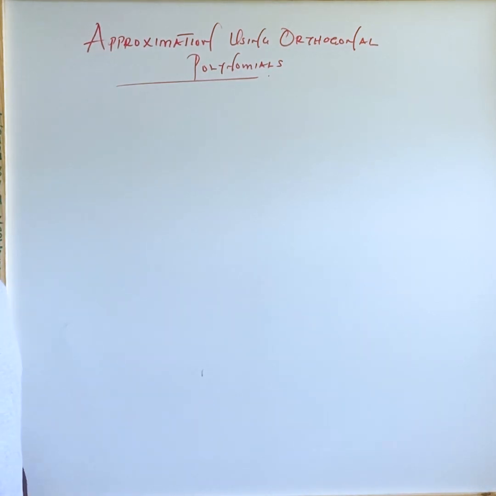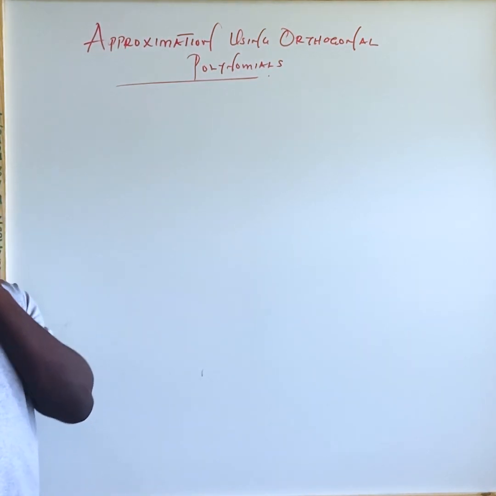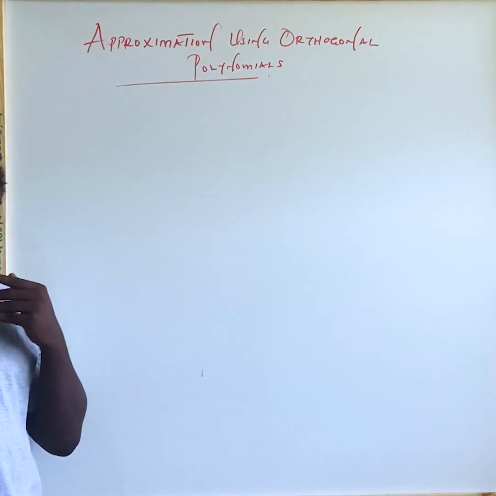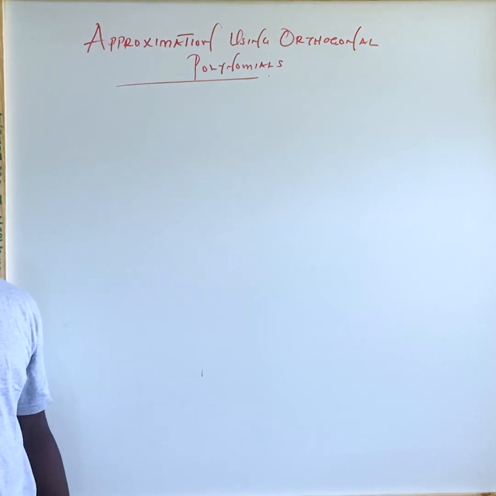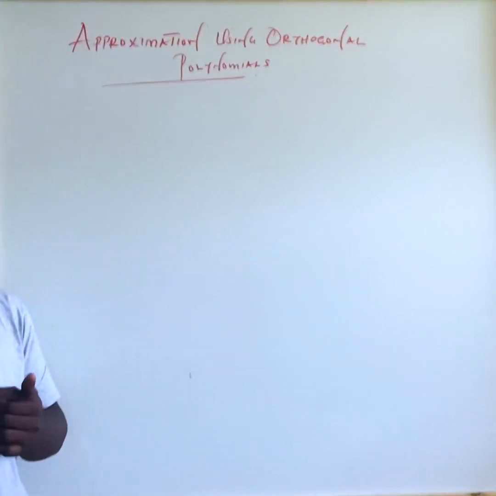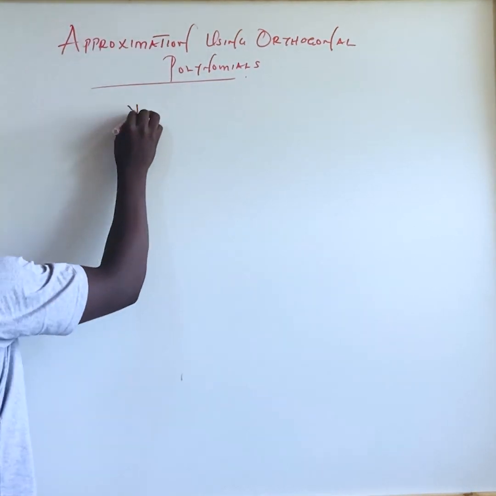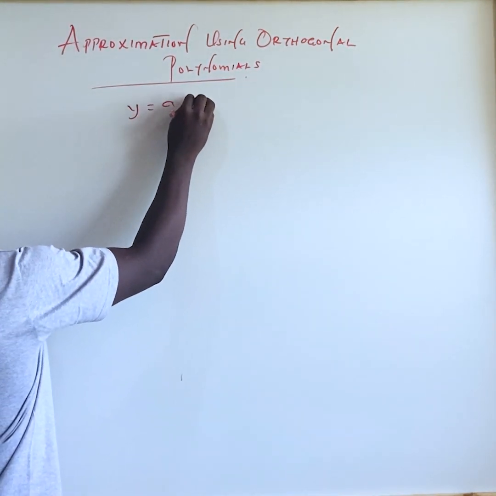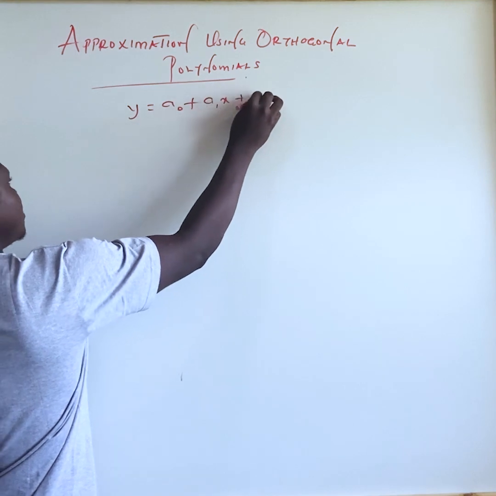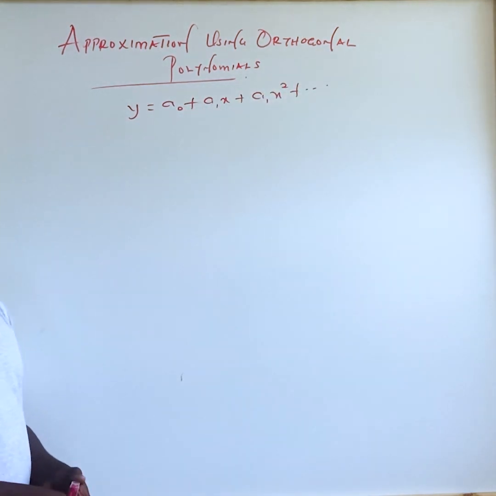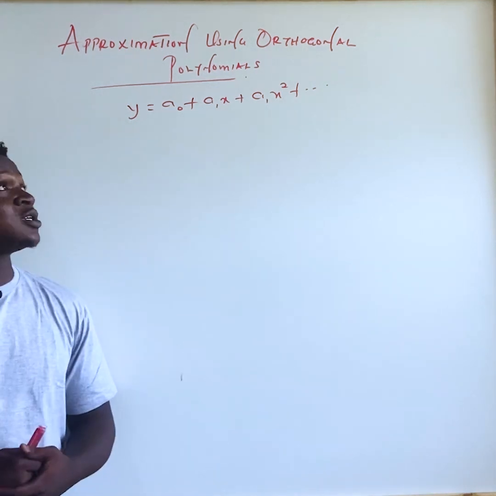Good afternoon. Our topic for today is approximation using orthogonal polynomials. What are we approximating? If we are given a function or a set of data, we are asked to approximate it into a power series. What do I mean? I mean something like y equal to a naught plus a1x plus a2x squared and so on. We've seen how we do this using the continuous least square method and the discrete least square method.